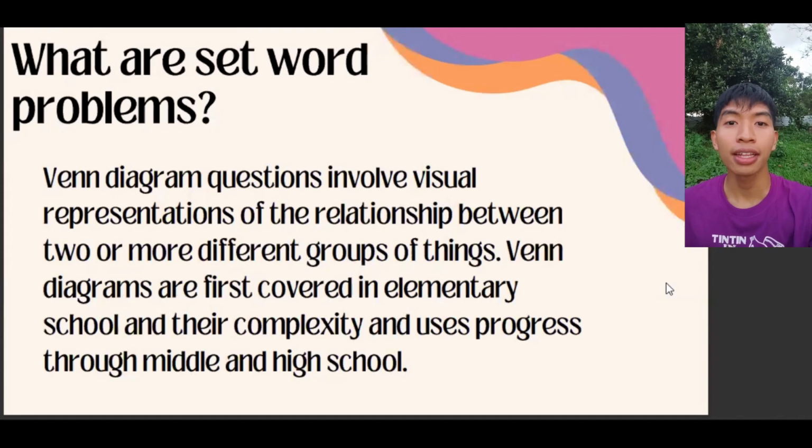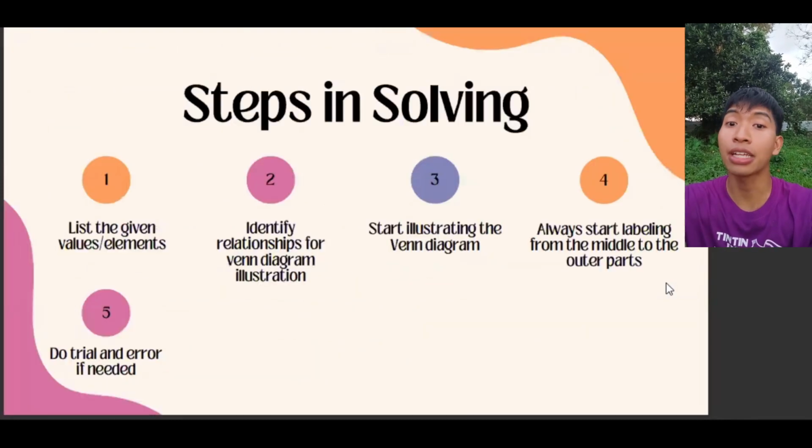What are set word problems? A Venn diagram question involves a visual representation of the relationship between two or more different groups of things. Venn diagrams are first covered in elementary school, and their complexity progresses through middle and high school.